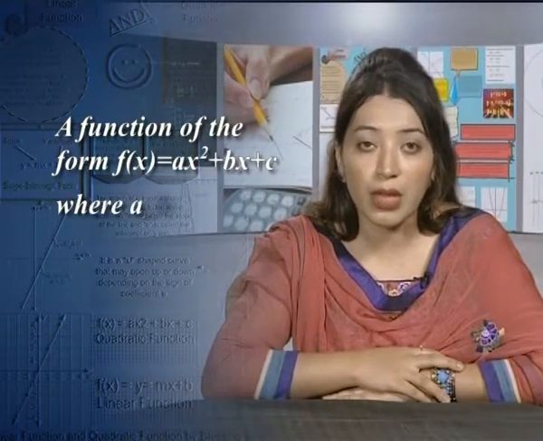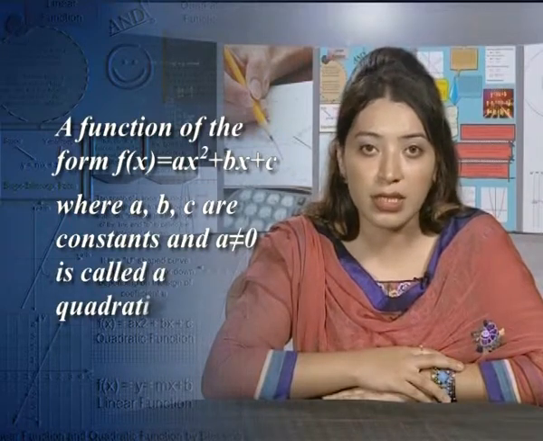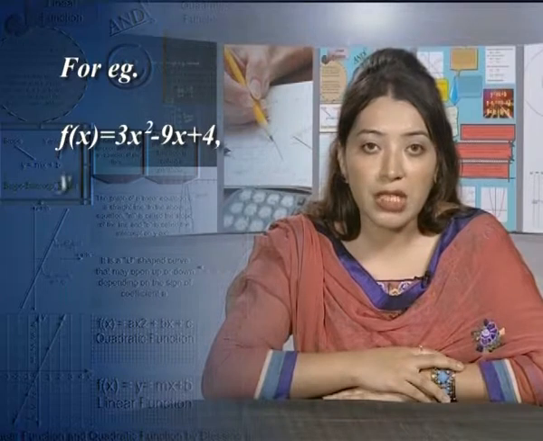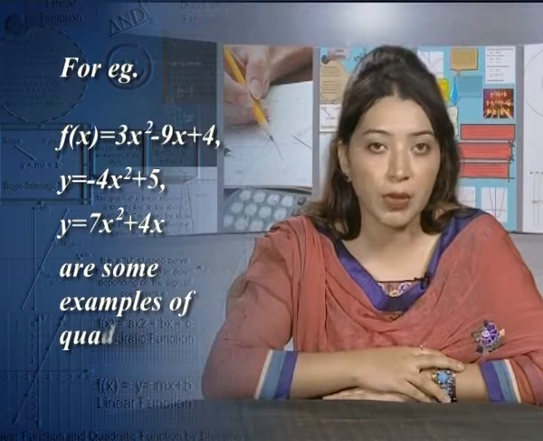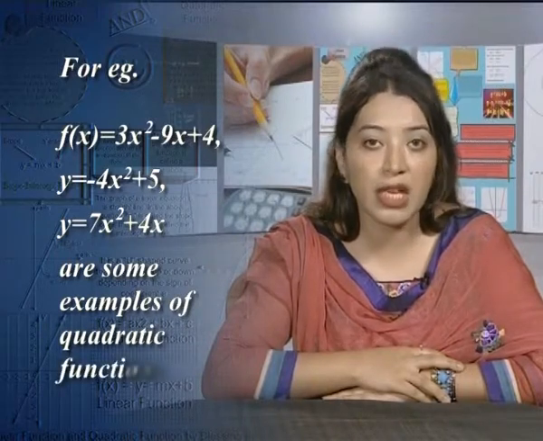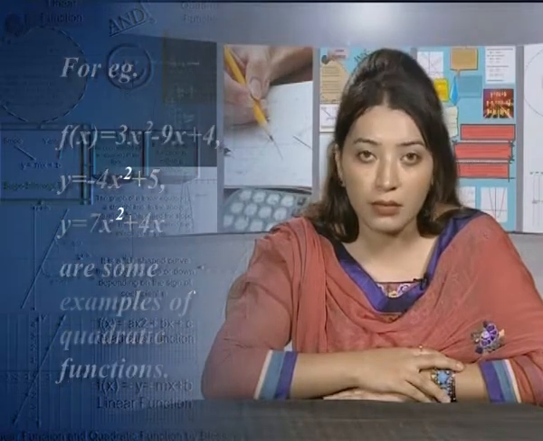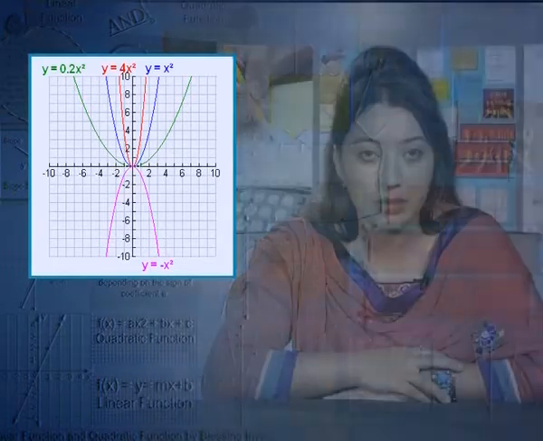Now let's see what quadratic functions are. A function of the form f of x equals ax square plus bx plus c, where a, b, c are constants and a is not equal to 0, is called a quadratic function. For example, f of x equals 3x square minus 9x plus 4, or y equals minus 4x square plus 5, or y equals 7x square plus 4x are some examples of quadratic functions. The graph of a quadratic function is always U-shaped and it is called a parabola.